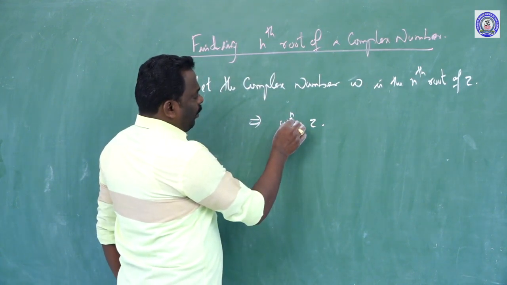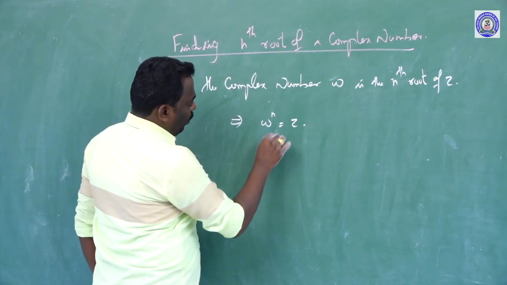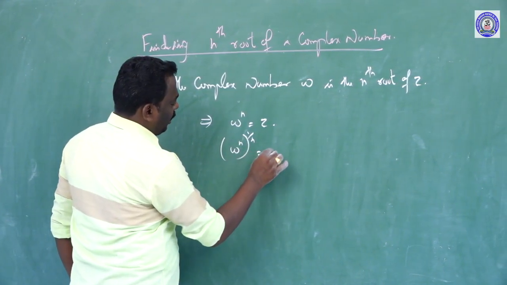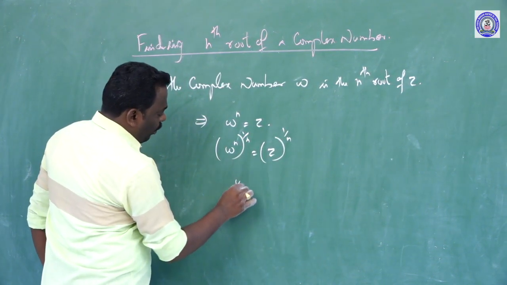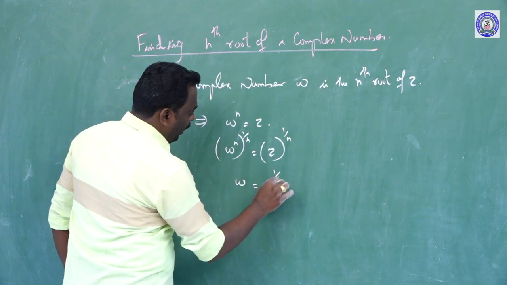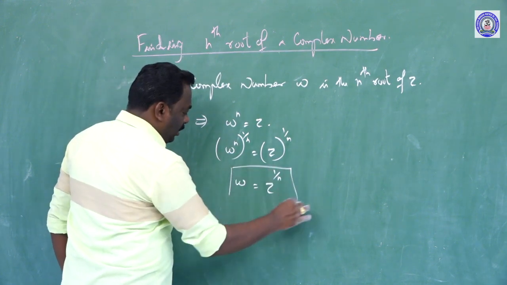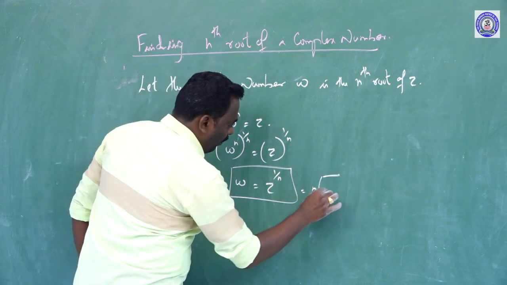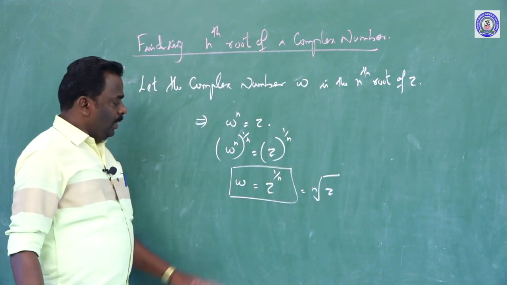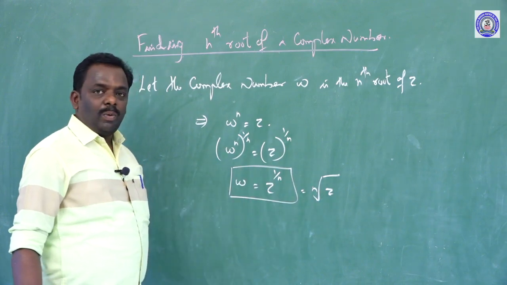Now raising both sides to the power 1 by n, that is (ω^n)^(1/n) equals z^(1/n). The n's cancel, so ω equals z to the power 1 by n. So ω is called the nth root of z, and that is what we want to find.